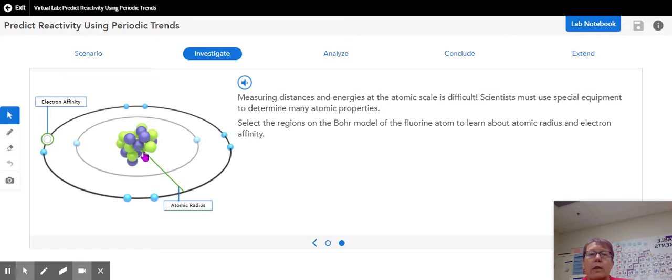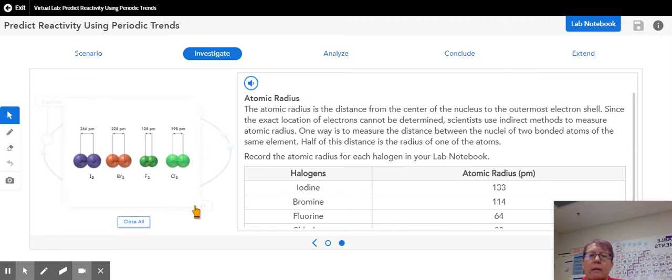Okay, the first one is the atomic radius. In other words, the size. I always use the size. Okay, and size, it's really small. But if we click on atomic radius, we come over here and it talks about what atomic radius is. It's the distance from the center of the nucleus to the outermost electron shell, so the valence shell.